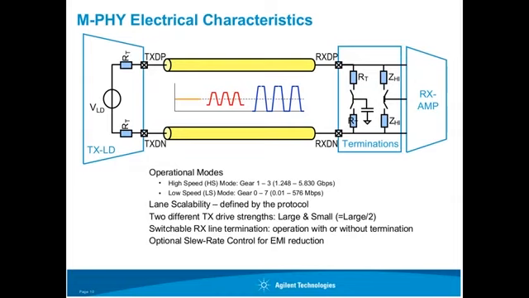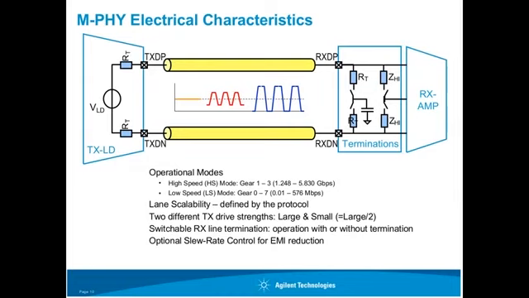The number of data lanes implemented is also not restricted, but constrained by the protocol specifications. There is no skew issue that you have to take care of on the M-PHY interface compared to the D-PHY. The transmitter supports two different drive strengths, namely the large and small amplitude swing. The M-PHY also allows optional slew rate control over its signal in order to reduce EMI emission from the bus.